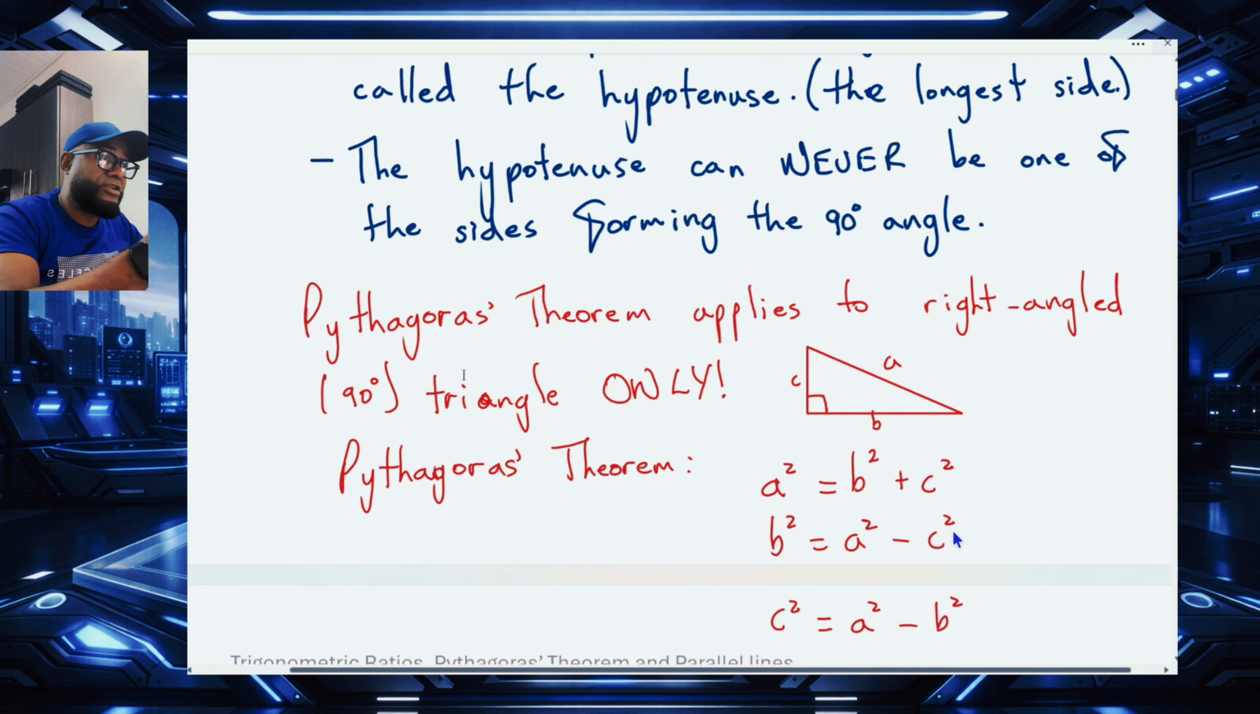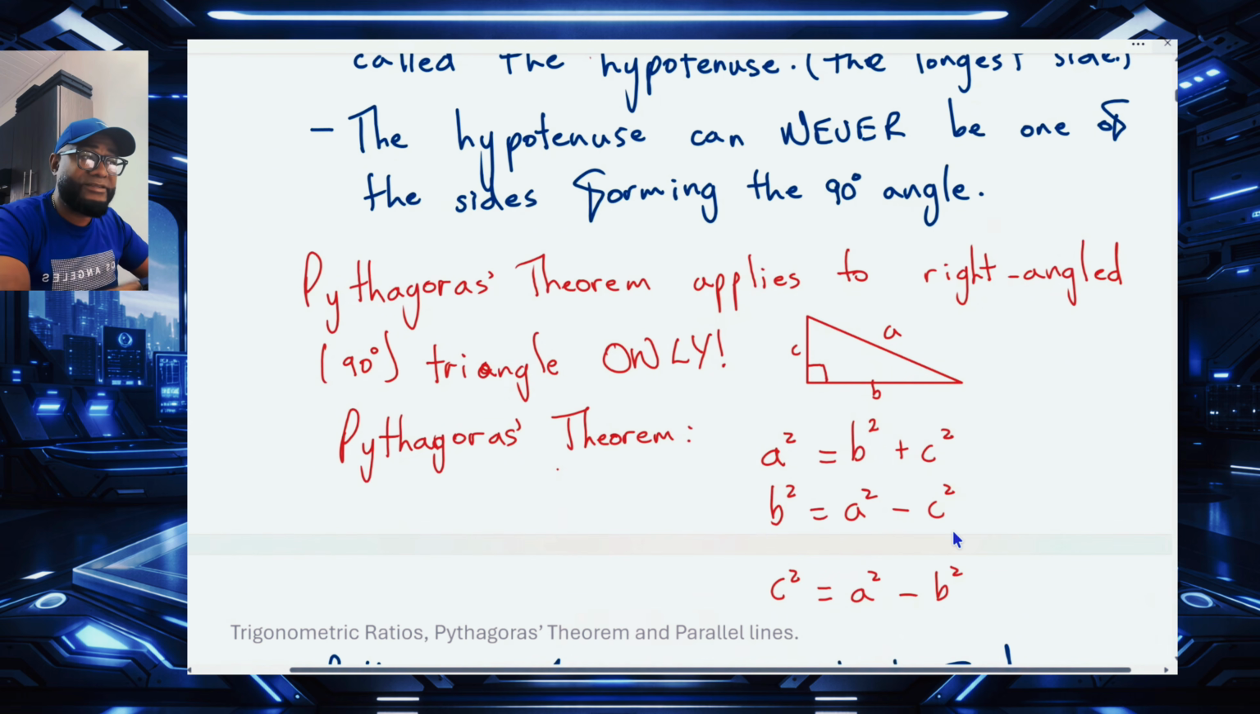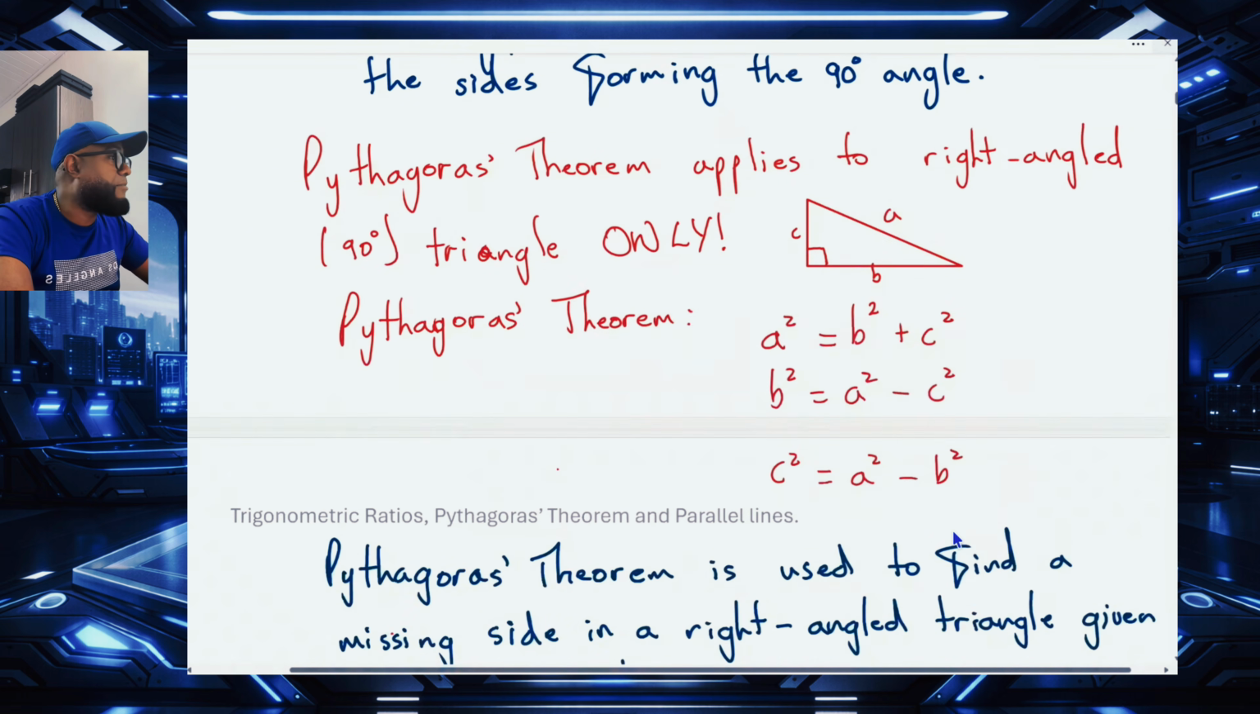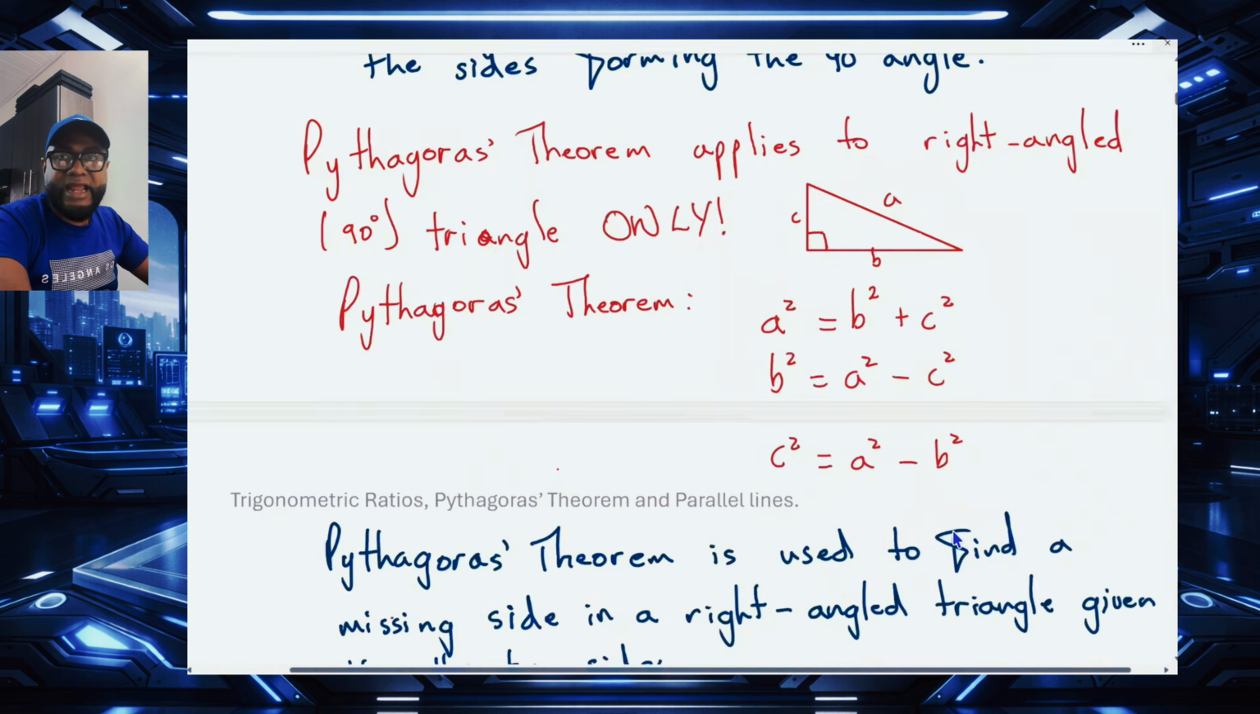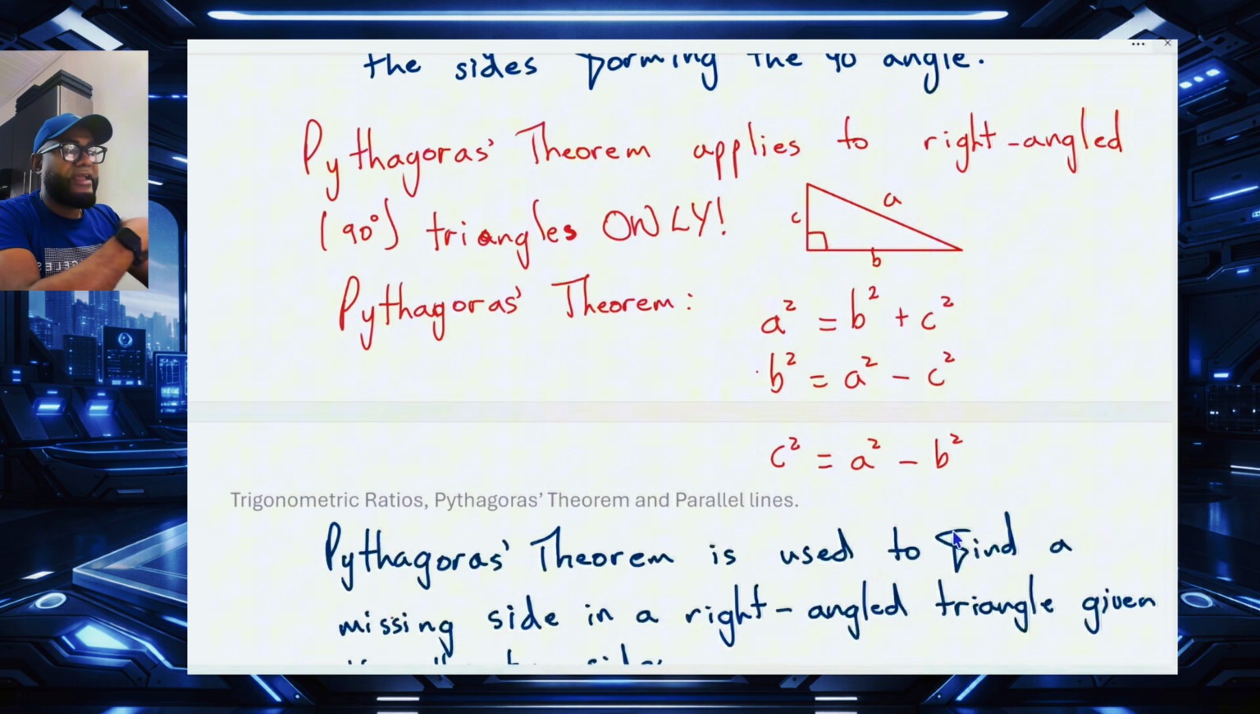Right, so look, it's written here. The hypotenuse can never be one of the sides forming the 90-degree angle, right? Proper thing. Everything I say is right, you know. So Pythagoras' theorem applies to right-angled, 90-degree triangles only, right?